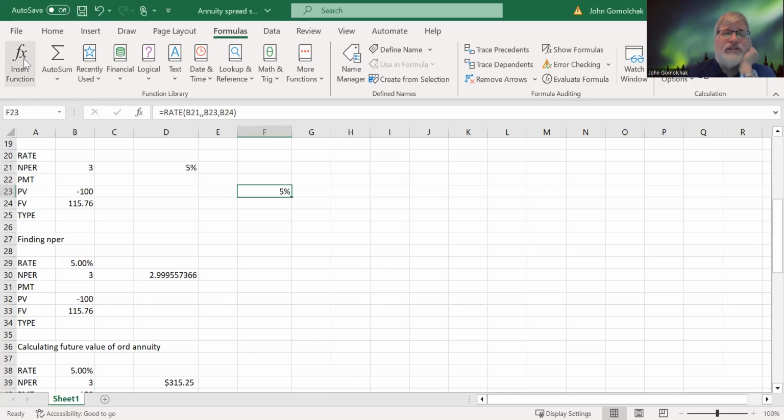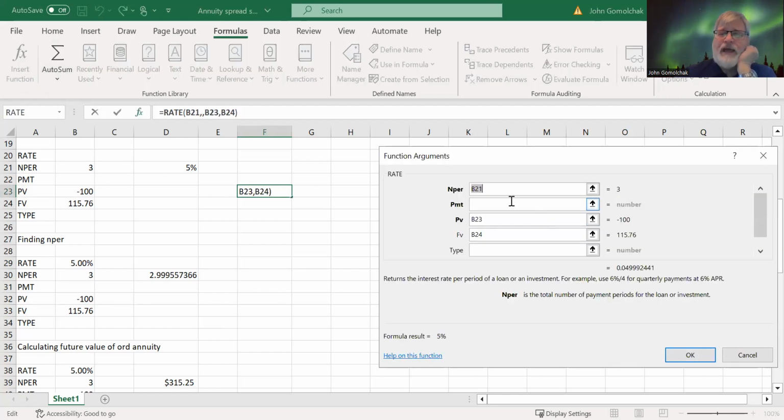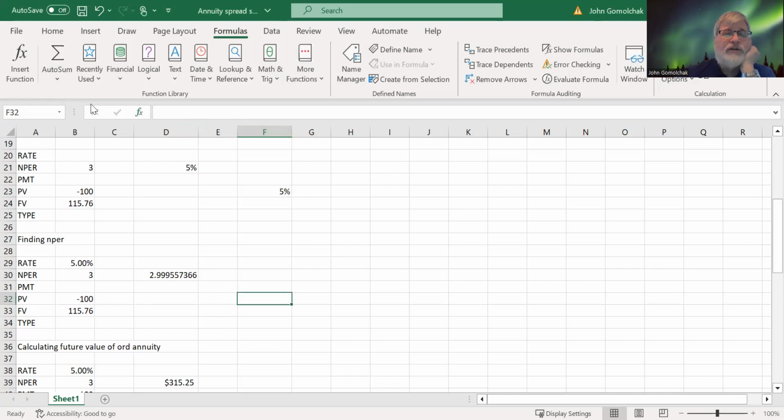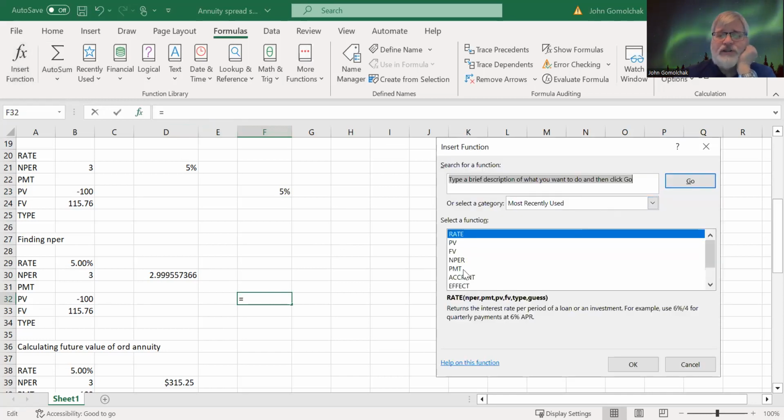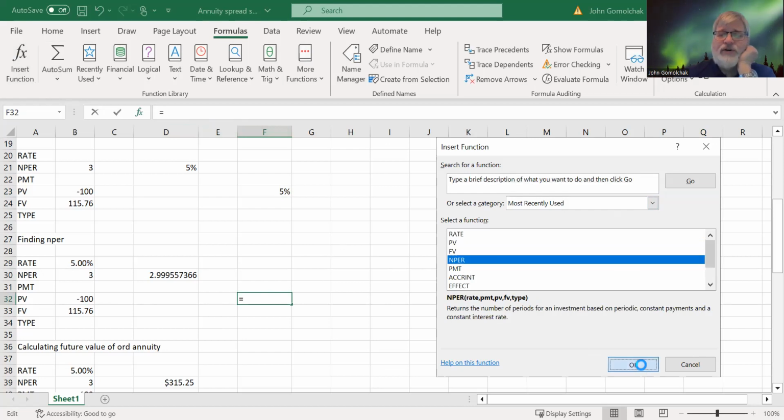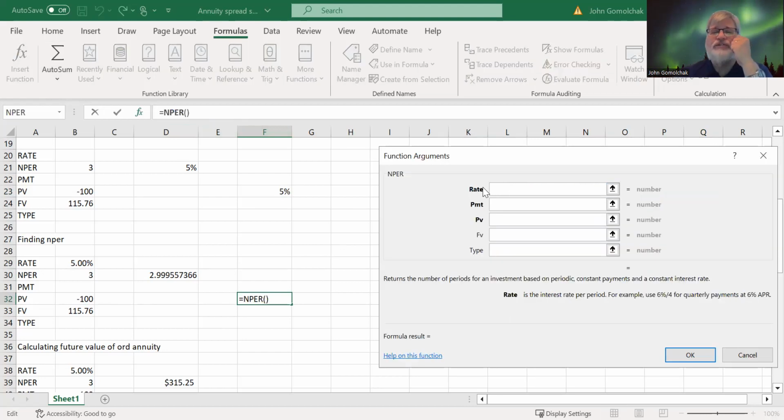I go to insert function, and I click NPER, number of periods, click OK. It gives me choices of rate, payment, present value, future value, and type. So I'm looking for the number of periods. So I have the rate. I'll put that in. I have the present value.